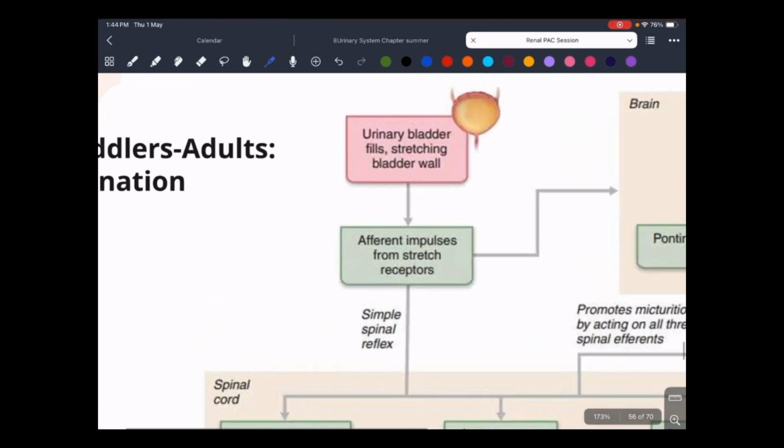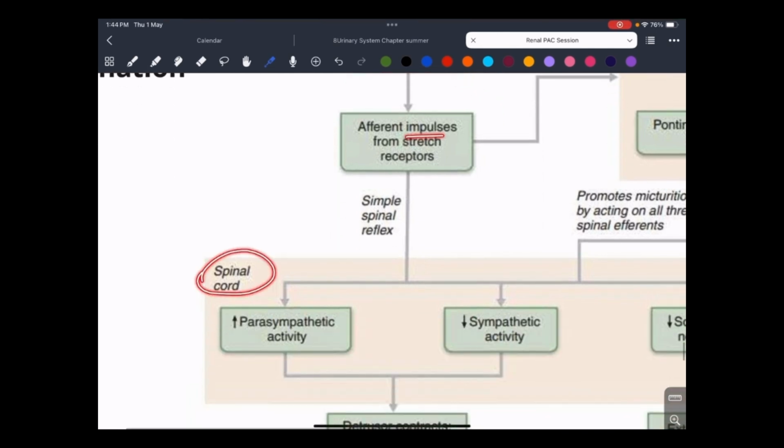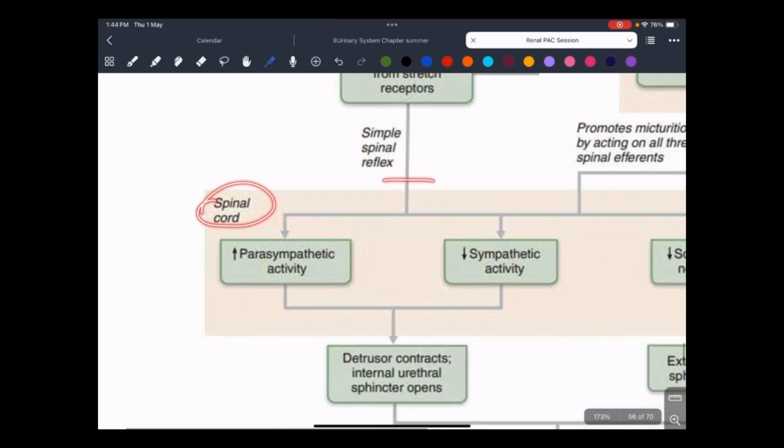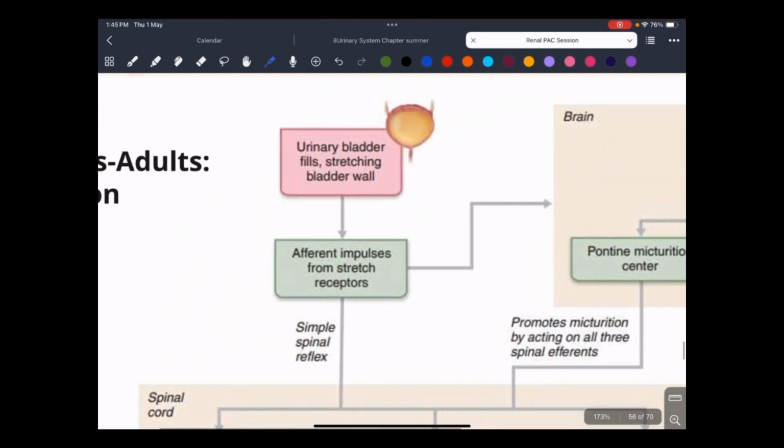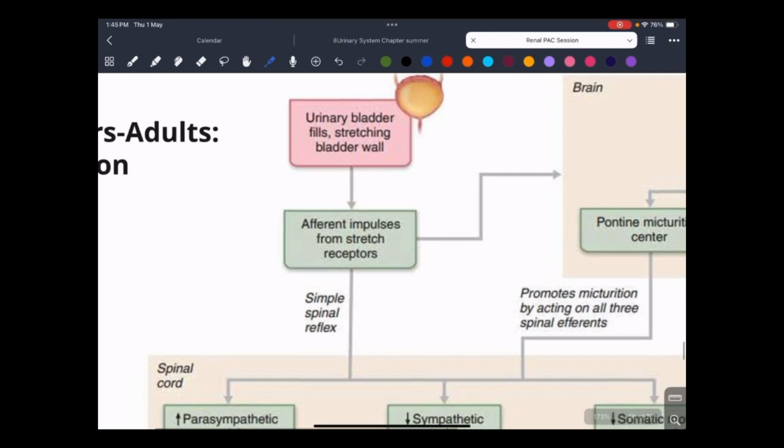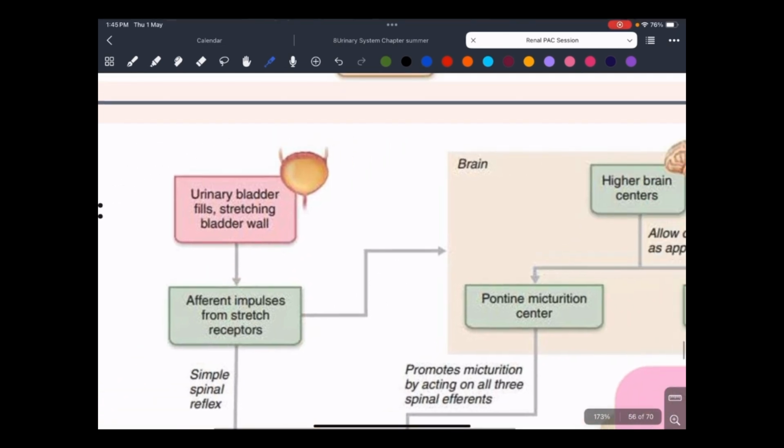Again, same thing. We're gonna start with the same thing. The urinary bladder fills with urine. It stretches out the bladder. It sends signals to the spinal cord through the simple spinal reflex. Okay? But when this happens, when these afferent impulses go, they don't only go to the spinal cord anymore. They take also a cute little trip to the brain.